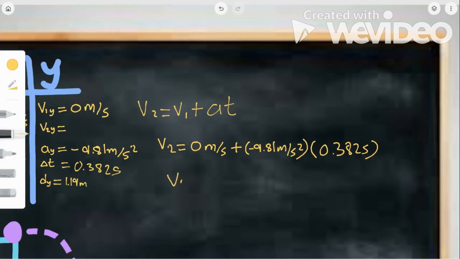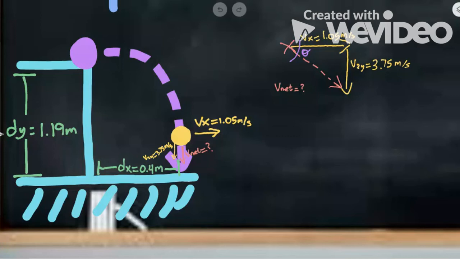Using our formula, we have v2 is equal to 0 meters per second plus our negative 9.81 meters per second squared times our 0.382 seconds. This leaves us with a final velocity of 3.75 meters per second. We have found our velocity in the x direction to be 1.05 meters per second, while our final velocity in the y direction was 3.75 meters per second.